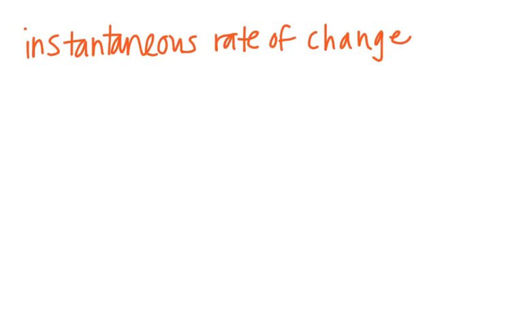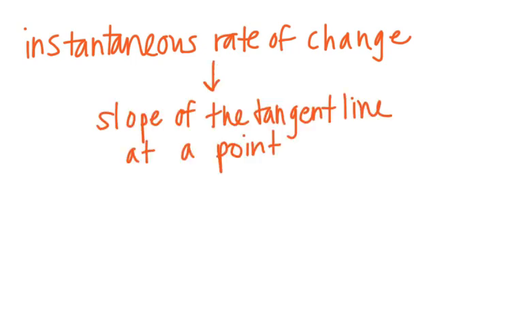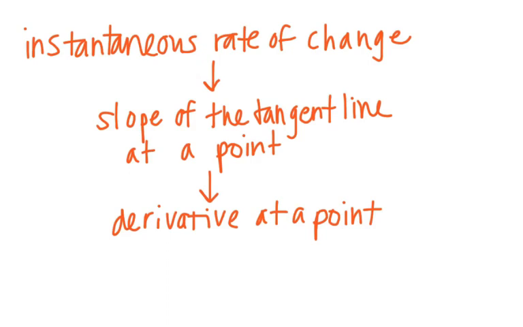Before we start this lesson, let's recap what we've learned thus far. We've covered that the instantaneous rate of change is the same as the slope of the tangent line at a given point, which is the same as the derivative at a point, and which we represent with f prime, or dy dx, or d dx, just depending.